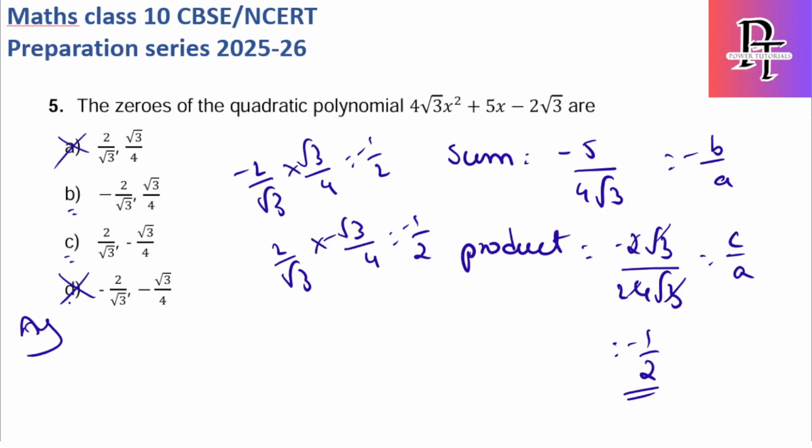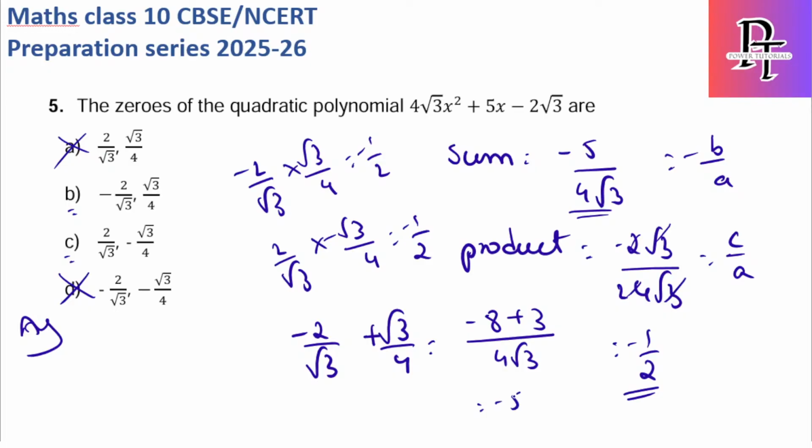Here this is not possible, because a product of minus into minus will get plus. So in these two I have to check whose sum is this value. Okay, I'll simply check one, and if it is not possible, then the other will be the right answer. So here if I add these two, minus 2 by root 3 plus root 3 by 4, I'll get the LCM as 4 root 3, and this becomes minus 8 plus 3, which is minus 5 by 4 root 3. Hence it is satisfying. So the answer is B.